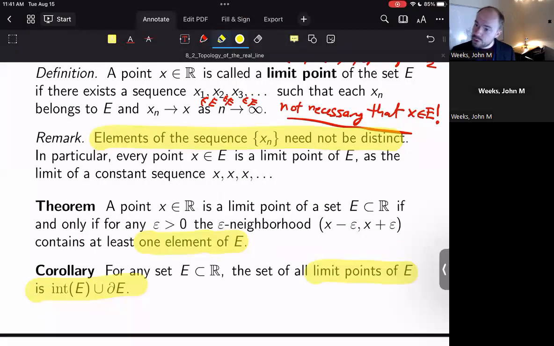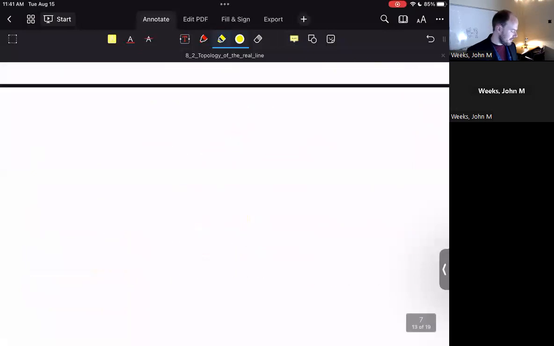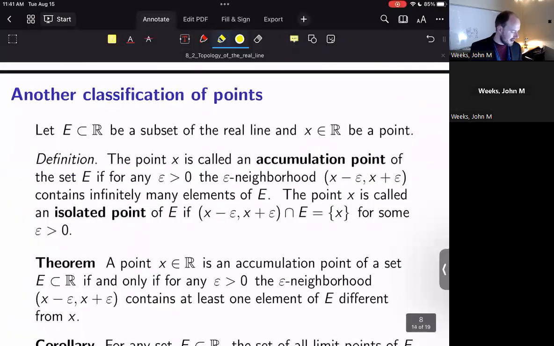Now we can break down the notion of limit points a little bit farther. We've already seen that you can break down limit points to be interior and boundary points. But there's another way to break these things down. Let's talk about accumulation versus isolated points. What's the difference between these two things? An accumulation point is going to be a point of the set E such that for any epsilon greater than 0, the epsilon neighborhood contains, get this, infinitely many elements of E. Infinitely many elements of the set E.